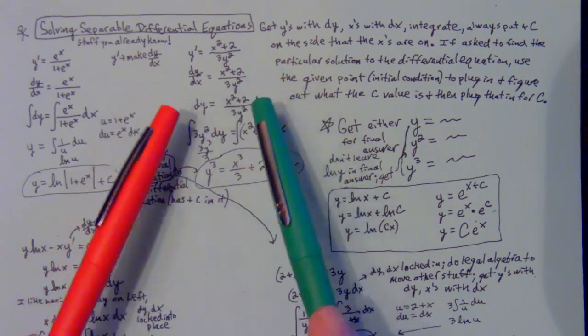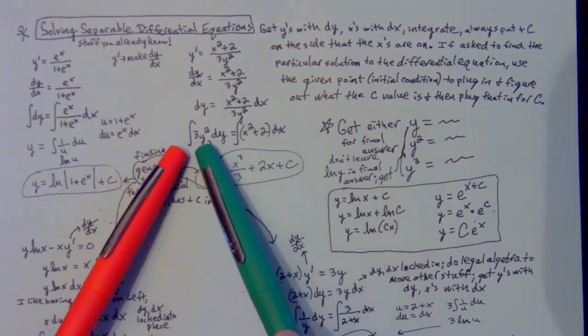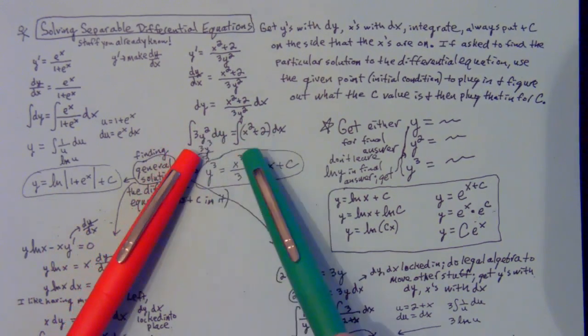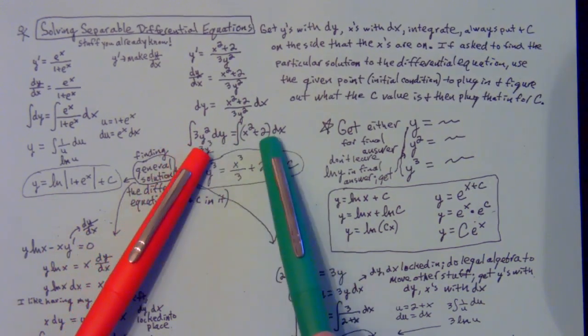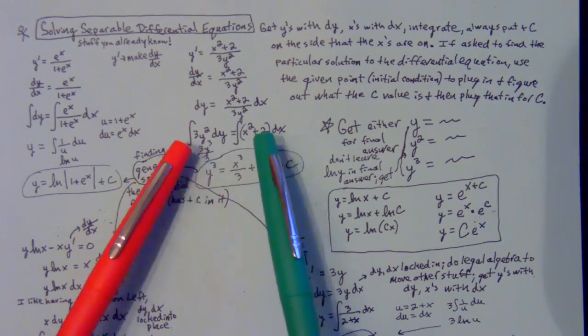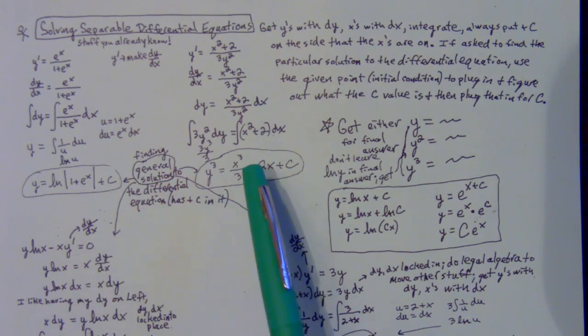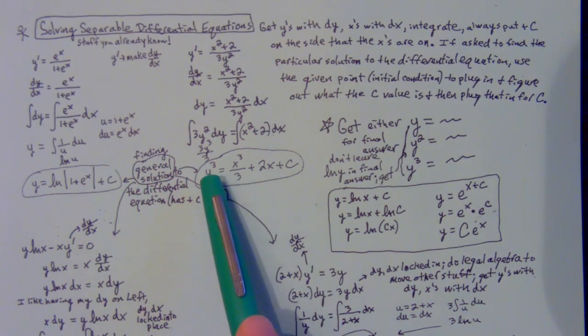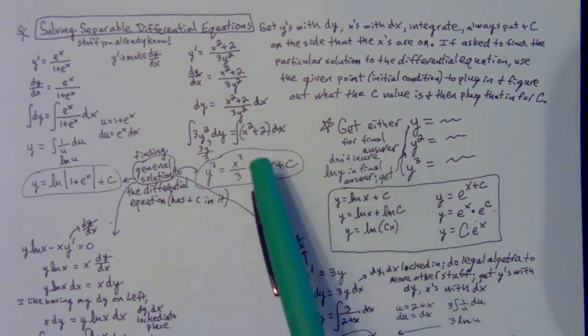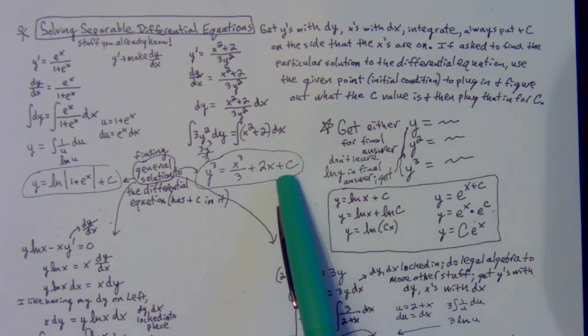And so that's what I'm going to do here. I'm going to multiply both sides by that 3y squared. And then once you have the y's with the dy, x's with the dx, you're going to integrate both sides. Once you integrate both sides, you're always going to put a plus c. Instead of wasting time and putting plus c on both sides, I want you to always put the plus c on the side the x's are on.